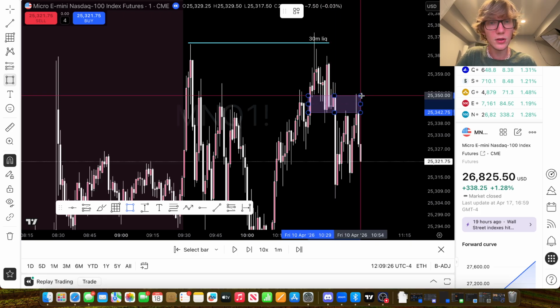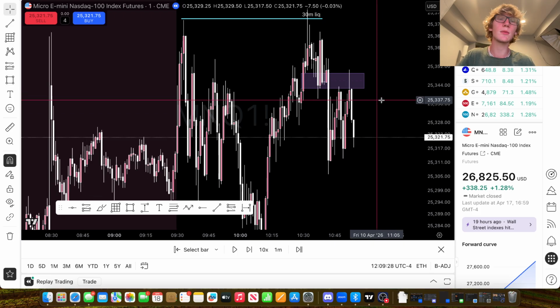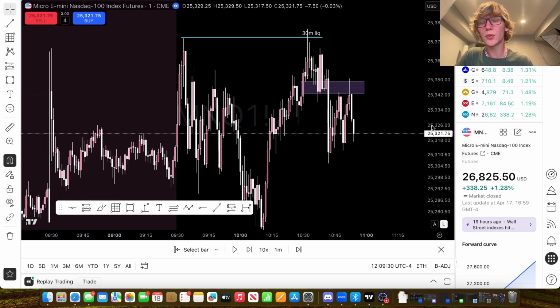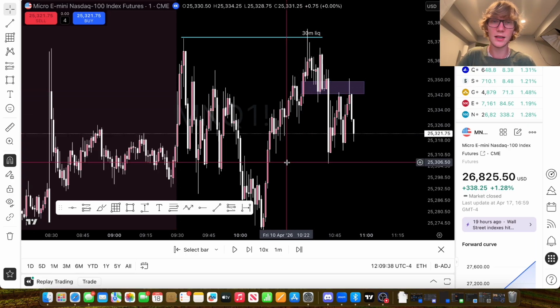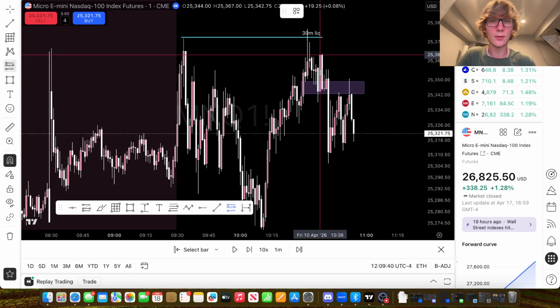So what happens when a bullish fair value gap gets inversed? It essentially means that price doesn't want to go bullish anymore. We're invalidating bullish fair value gaps. So we invalidate this one. Then obviously we just dump through here.